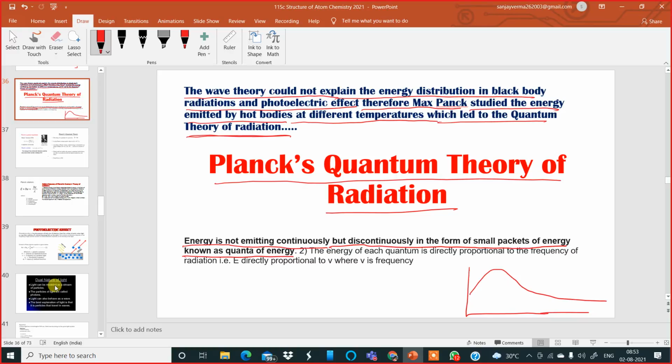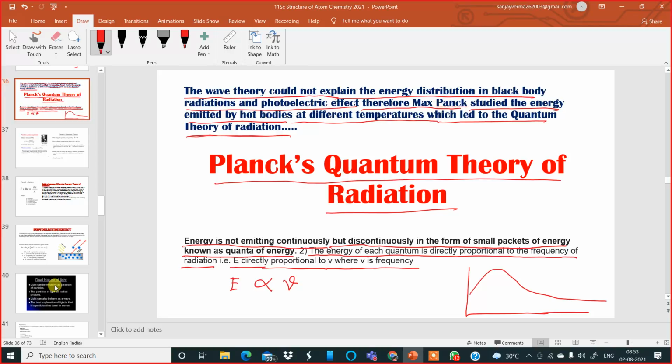And those packets of energy which are emitted according to Planck's quantum theory are called quanta of energy. The second point is the energy of each quantum is directly proportional to frequency of radiation. So the energy of each quantum is directly proportional to what? Frequency of radiation. Okay, so where E stands for energy and this small v stands for the frequency. So this is the main concept behind Planck's quantum theory of radiation.